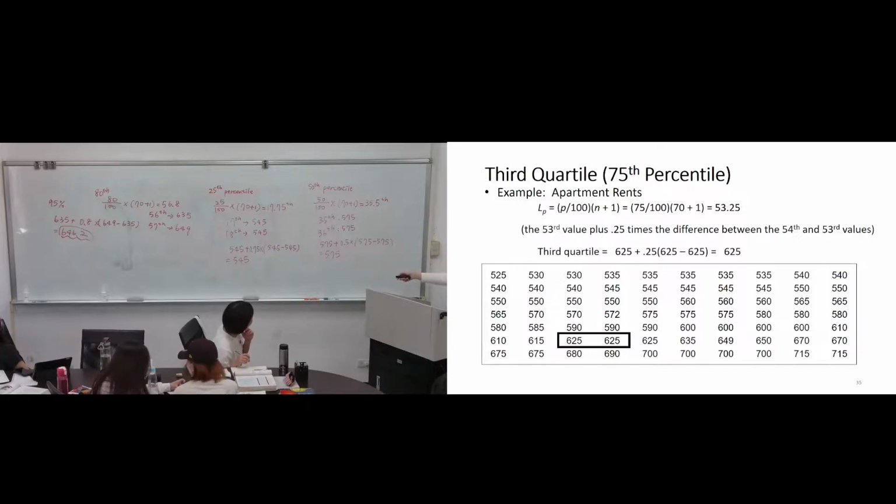The value is 545. So at least 75% of the items take on a value greater than or equal to $545. But another 25% of the items take on a value lower than or equal to $545. Questions?